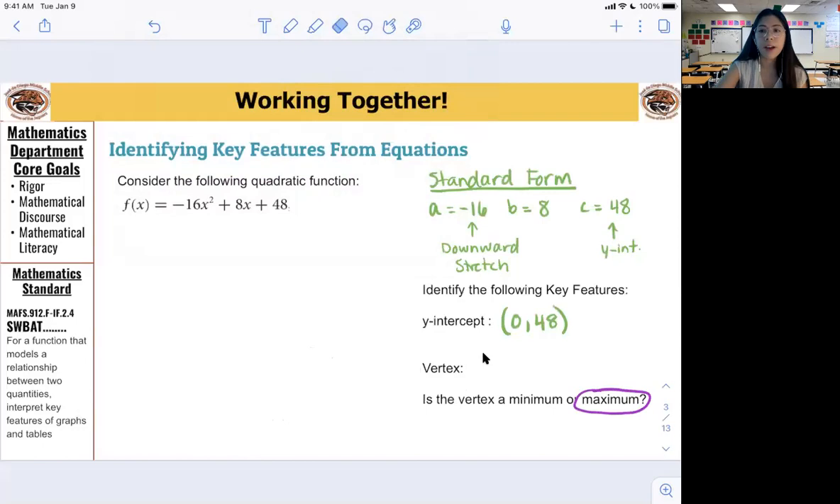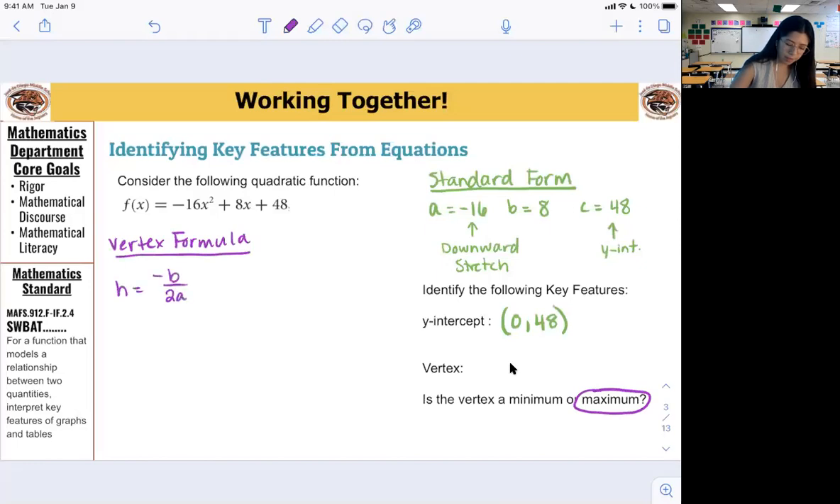How do I figure this out? Using the formula. So we're going to use the vertex formula. It's the only way. You can't figure it out any other way. You have to use the formula. So that's negative b over 2a. So that's -8 over 2 times -16. So -8 over -32. You may use a calculator.